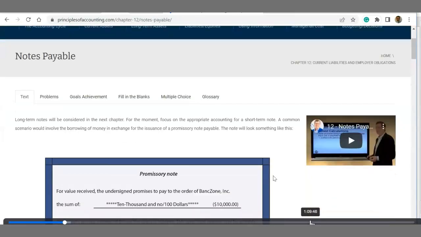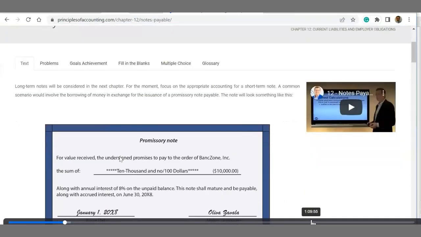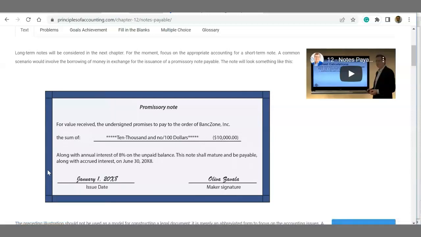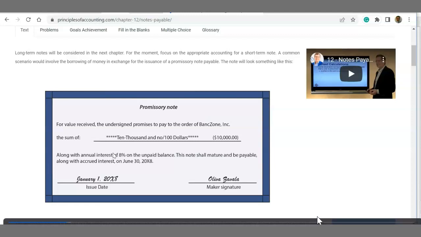So let's see what is note payable. Note payable is a promissory note. It looks something like this. It says, okay, this is for value received, the undersigned promises to pay to the order of Bank Zone Incorporated the sum of, let's say, $10,000, along with annual interest rate of 8%. So not only 10,000, but also 8% annual interest rate.